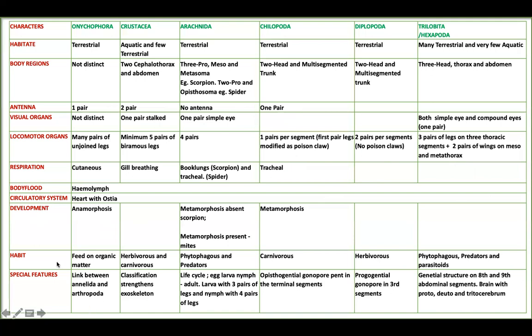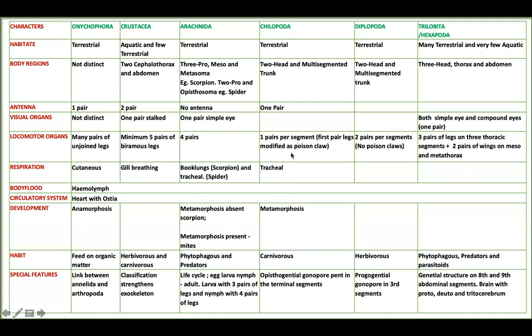And then habit, where they live, what kind of habit and behavior is there. So Onychophora feed on organic matter, and Crustacea, they are herbivorous and carnivorous, and Arachnida, they are phytophagous and predators, and these are carnivorous, whereas Insecta, which is our interest, are phytophagous, predators, and parasitoids all come. And these are the special features which you need to remember for the important characteristics.